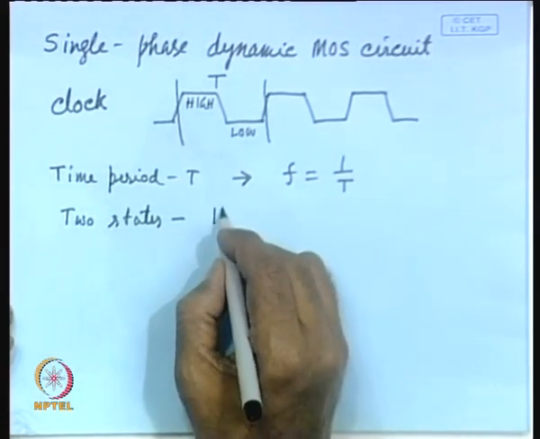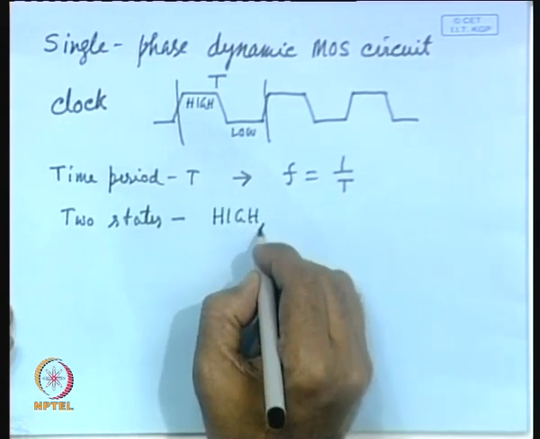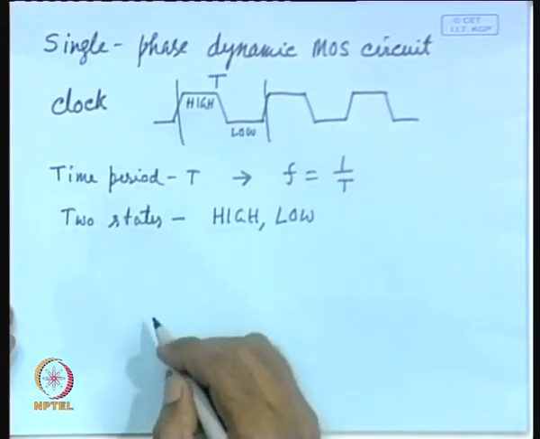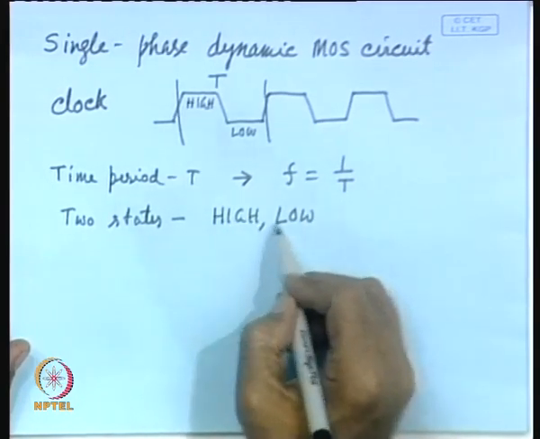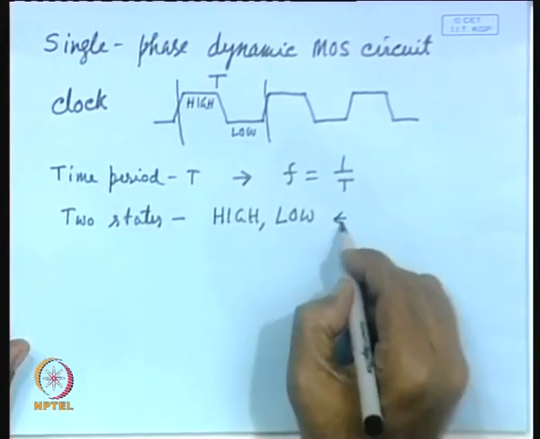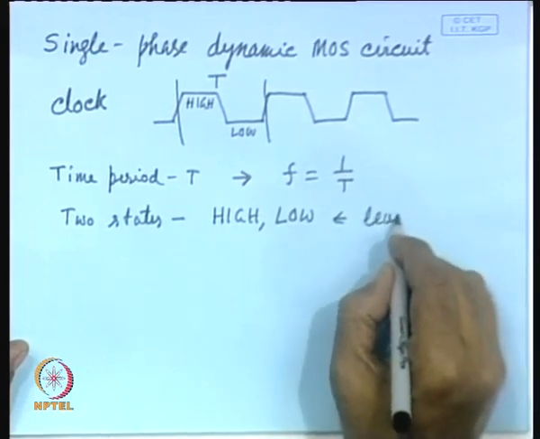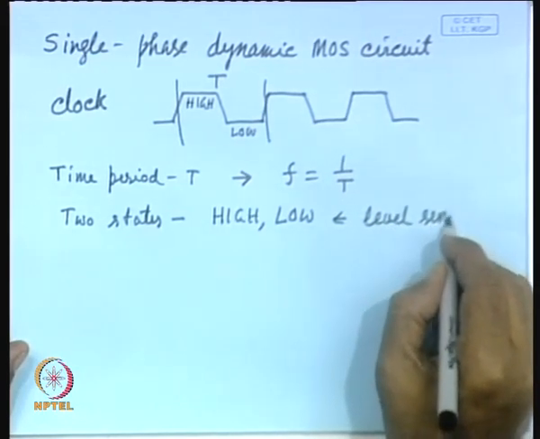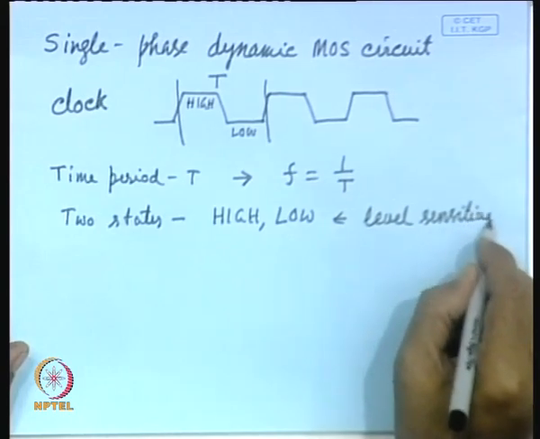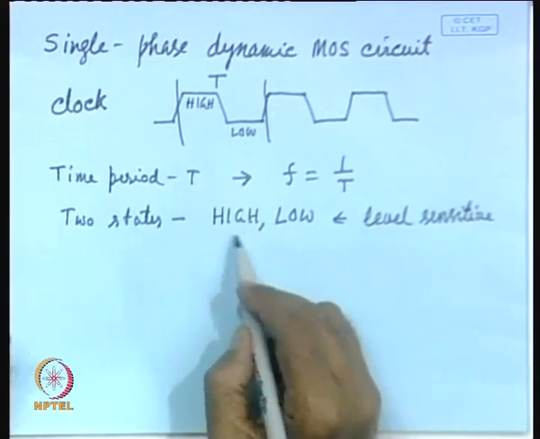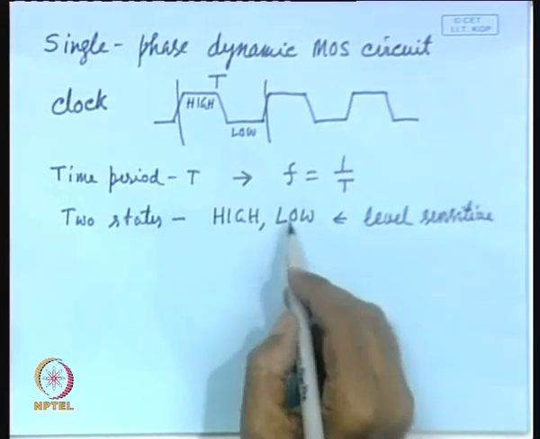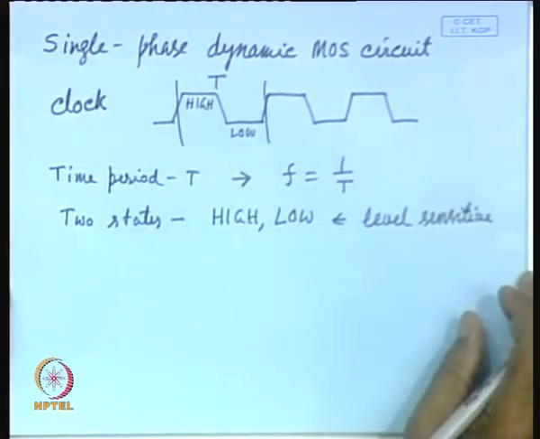What are the two states? High and low. These are the two important states which are used to activate circuits, and whenever the operation is associated with these voltage levels, high voltage level and low voltage level, we call it level sensitive. That means the circuit is level sensitive. Whenever a change occurs, whenever the circuit has high level or low level, depending on that the operation changes.